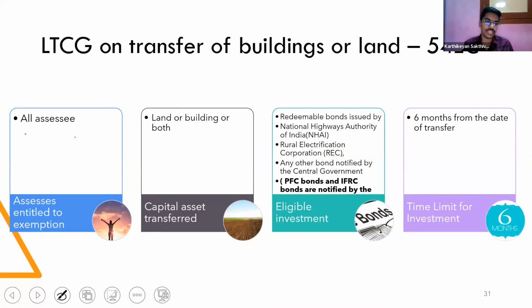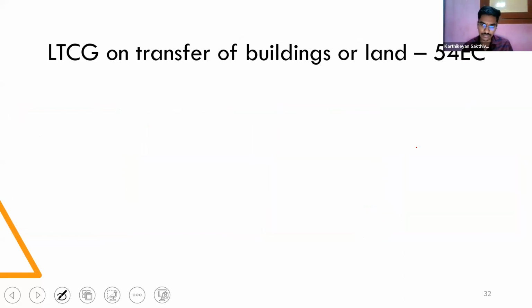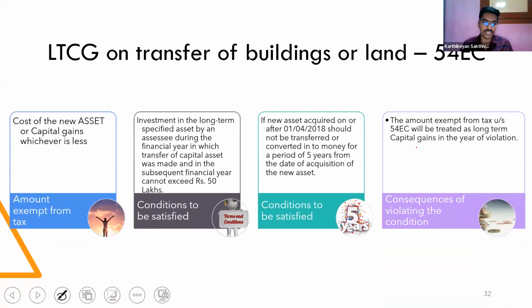Next is section 54EC. 54EC is again available for all assessees. However, here the asset which is transferred should be either land or building or both. So what should you purchase for claiming a deduction under section 54EC? You can purchase redeemable bonds of National Highways Authority of India, REC bonds, or PFC or IRFC bonds. When should you purchase? Within 6 months from the date of transfer, you are to purchase the bonds. However, there is a limit of purchase.